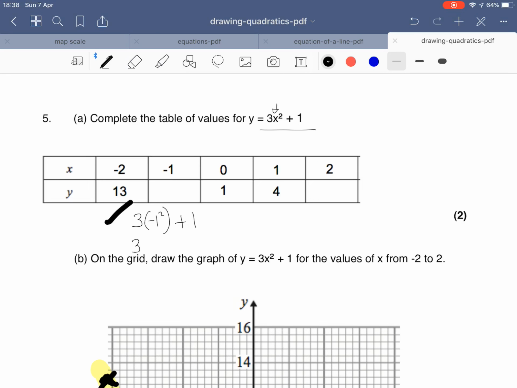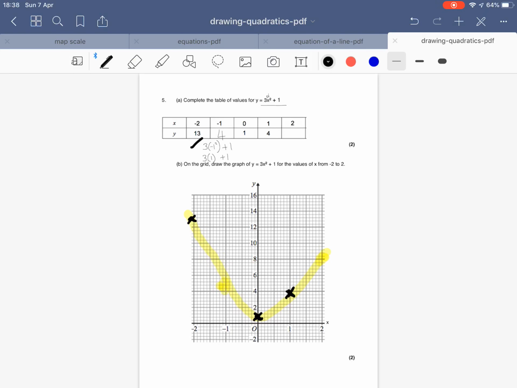So this means 3 times minus 1 times minus 1, which gives me 1. And then I've got to add 1. So 3 times 1 is 3. 3 add 1 gives me 4. Did I say that was going to be 4? Look at that. So that's going to be 4 here.